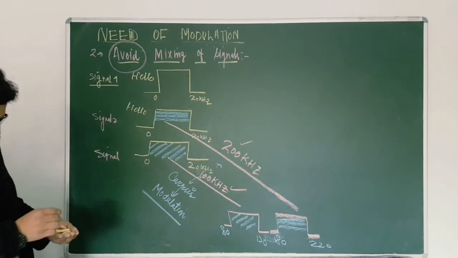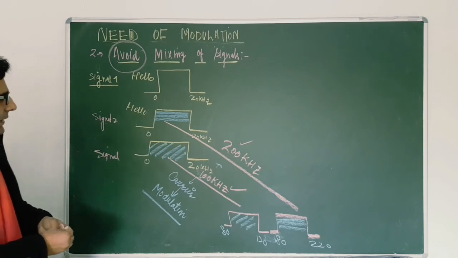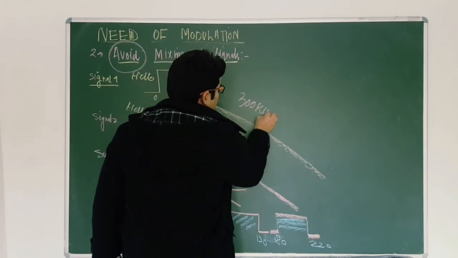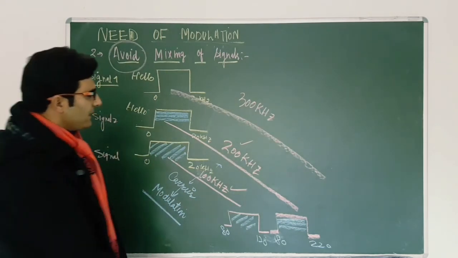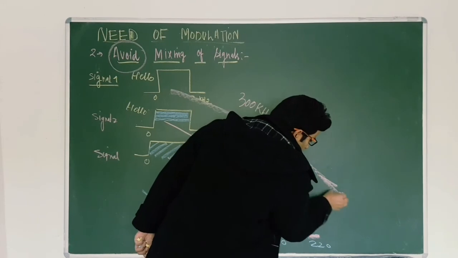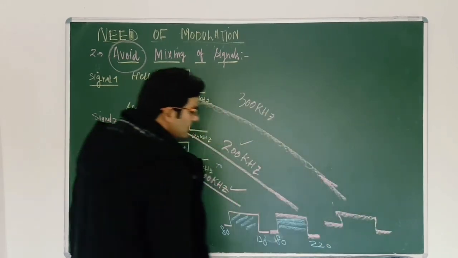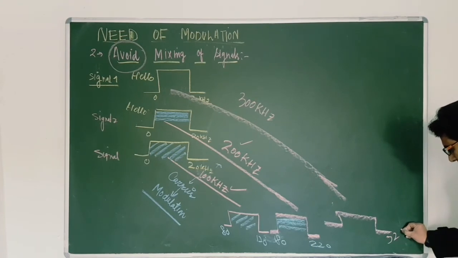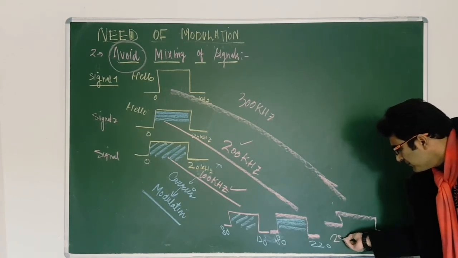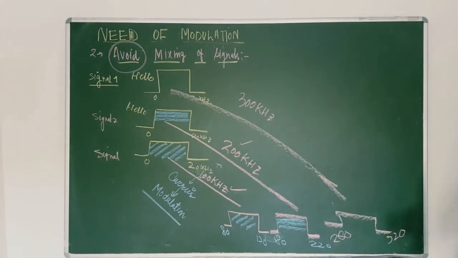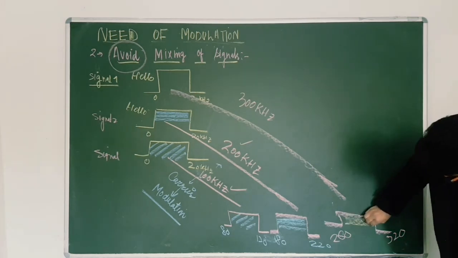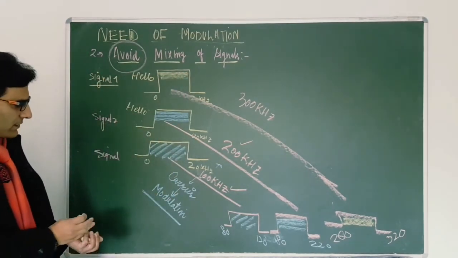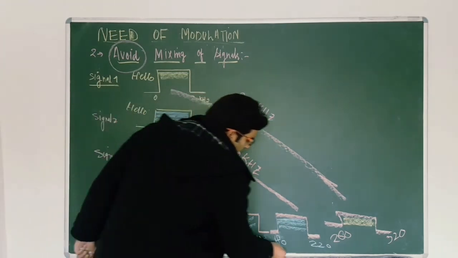For the first signal we will do the same modulation technique, and we will go for a carrier of, suppose, 300 kilohertz. So if the carrier here is 300 kilohertz, the signal will become 320 and 280. Okay, 280 and 320, this is the 300 carrier. Now this is our communication channel.